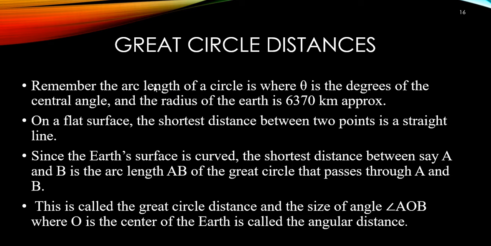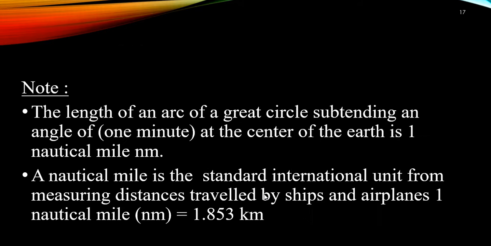On a flat surface, the shortest distance between 2 points is a straight line. Since the Earth's surface is curved, the shortest distance between, say, A and B is the arc length AB of the great circle that passes through A and B. This is called the great circle distance, and the size of the angle AOB, where O is the center of the Earth, is called the angular distance.